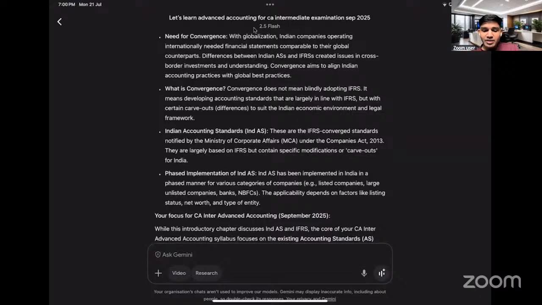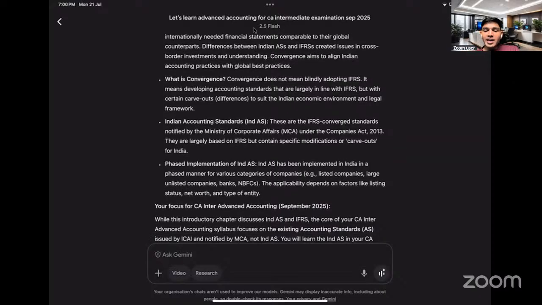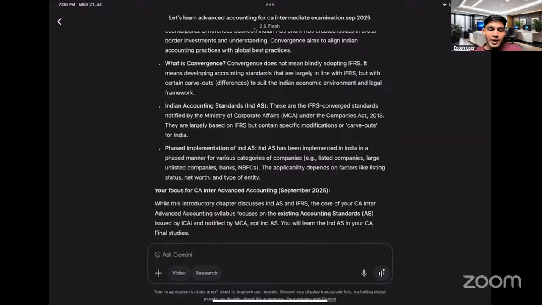Indian Accounting Standards, Ind AS, are the IFRS-converged standards notified by the Ministry of Corporate Affairs, that is MCA, under the Companies Act 2013. They are largely based on IFRS but contain specific modifications or carve-outs for India.